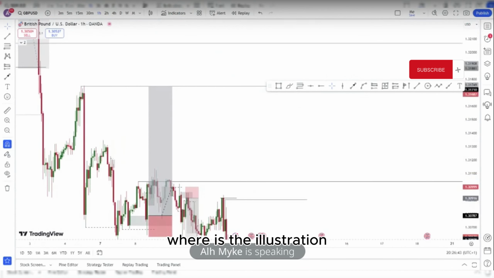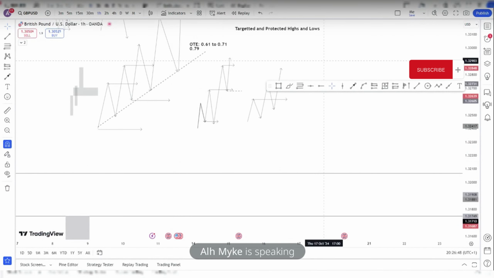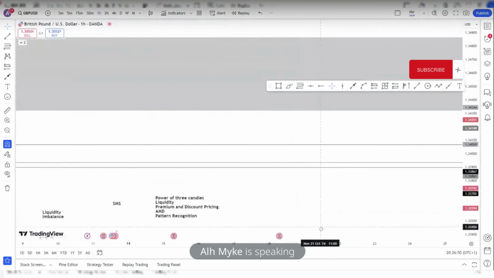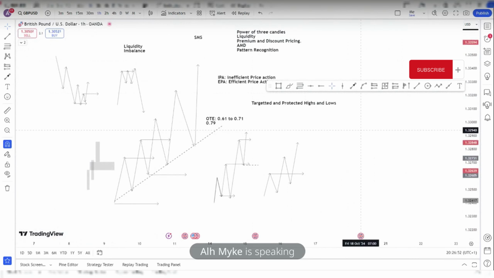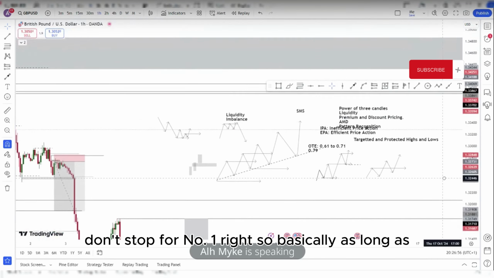Where is that illustration I used? There was a schematic I drew. Where is it? Why can't I find it now that I need it?